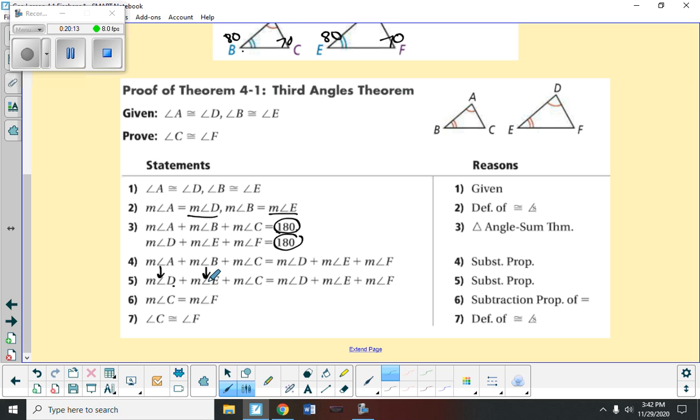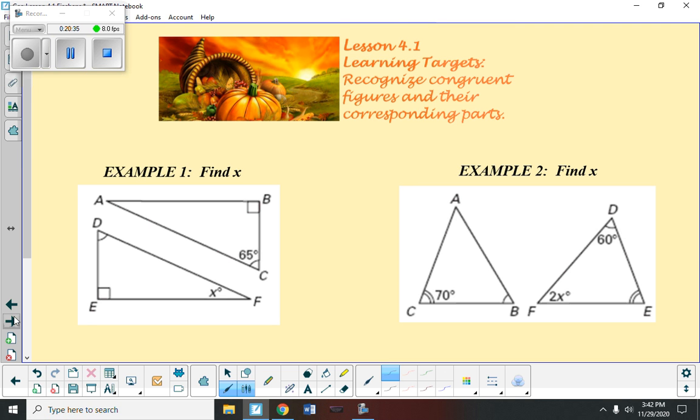And then the next step, they subtracted the measure of angle D from both sides. They subtracted the measure of angle E from both sides, and they're left with the measure of angle C equals the measure of angle F, which is the subtraction property. And if the angles are equal, that means that they are congruent. That's the definition of congruent angles. So that's the proof of it. All right, almost done here.